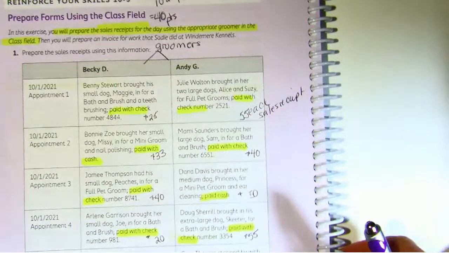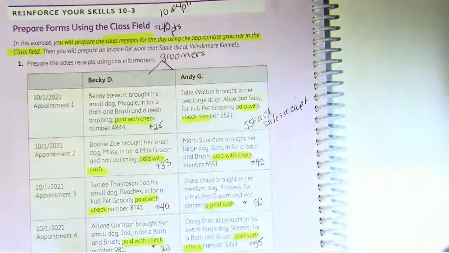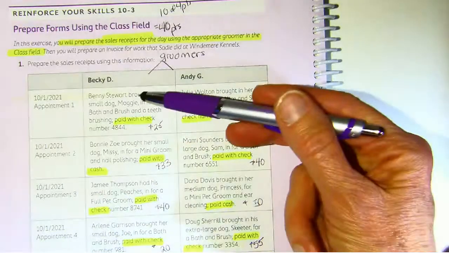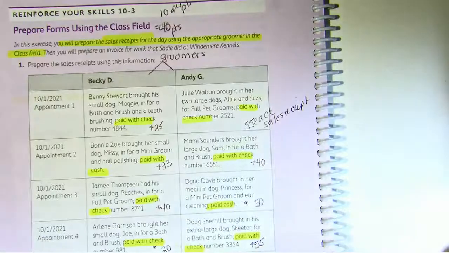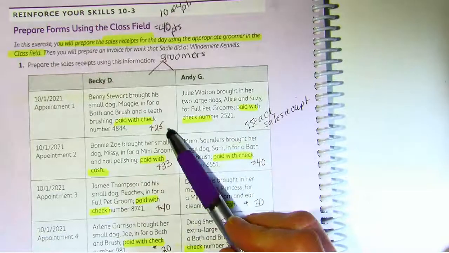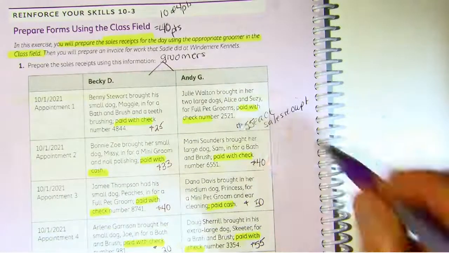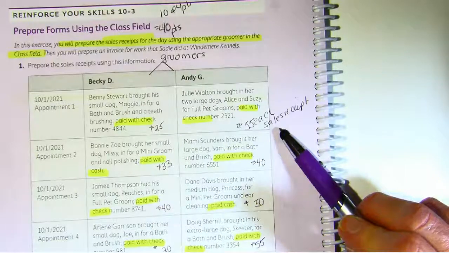Here's 10 separate sales receipts. These are all sales receipts, and you're going to track the groomer on each of those sales receipts. Becky performed these services, Andy performed these services. So these are each sales receipts, and I gave you check figures here. These are the totals that should appear on each invoice. With Julie Walton, she's got 2 dogs, so each of those sales receipts should total $55.